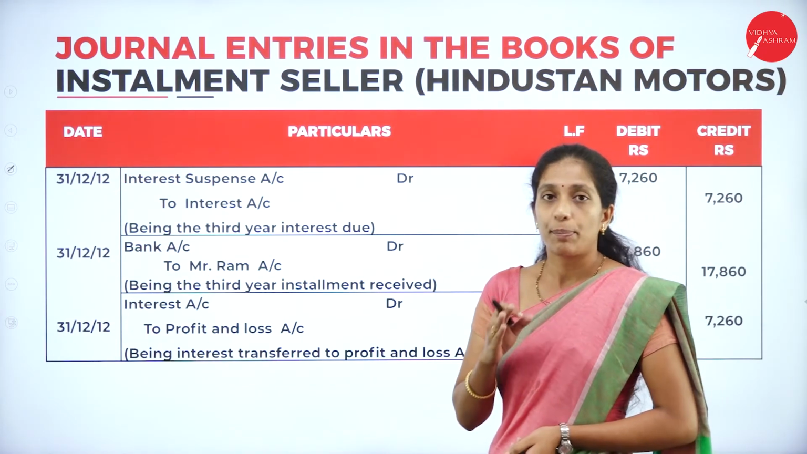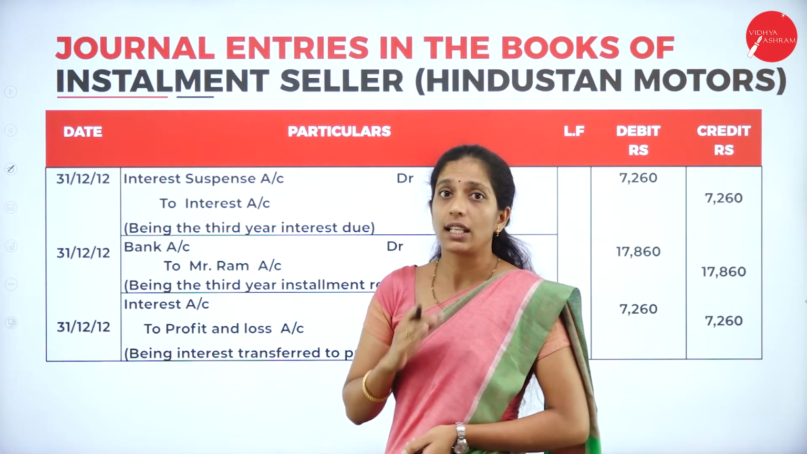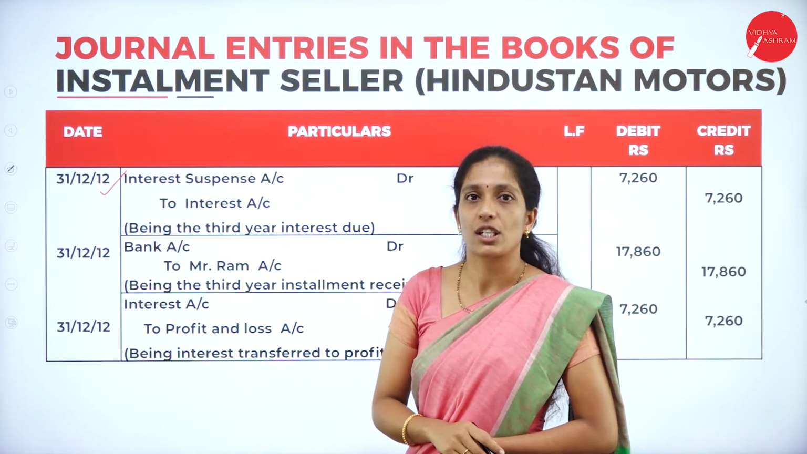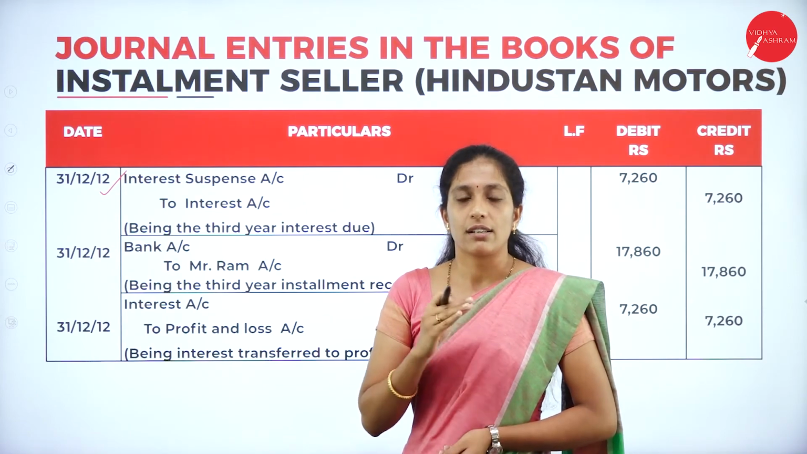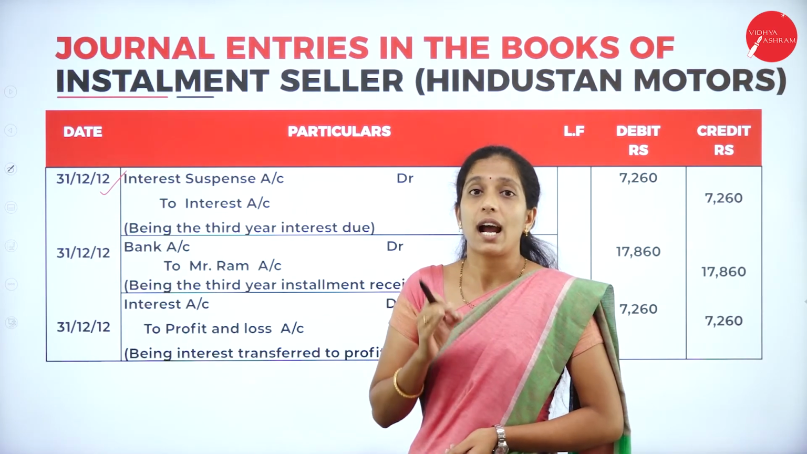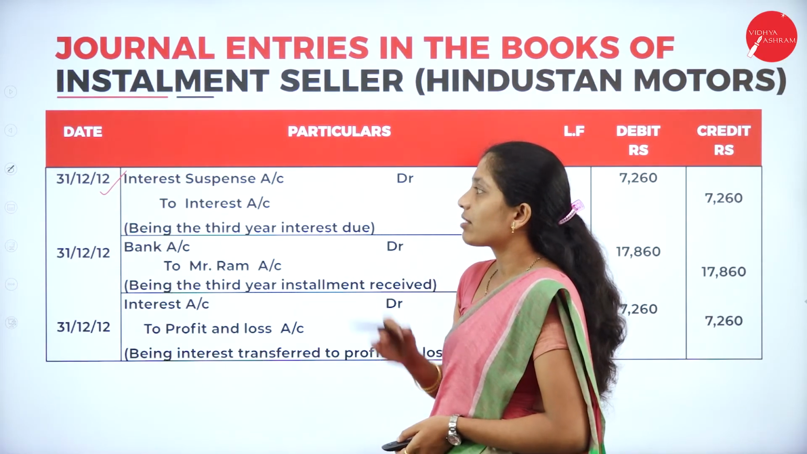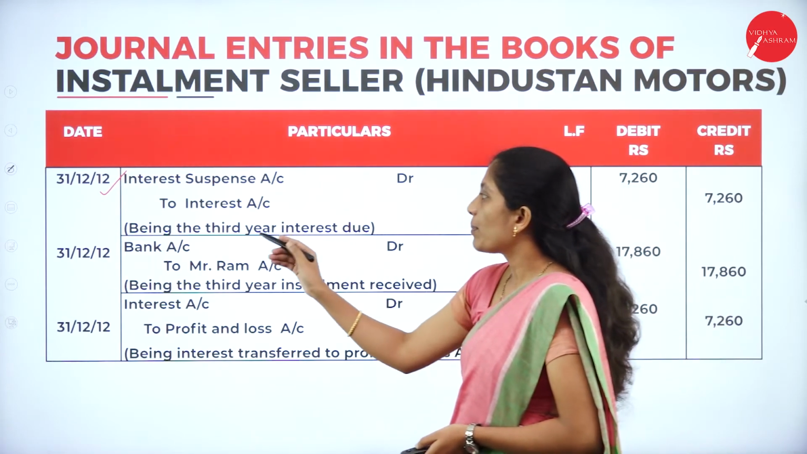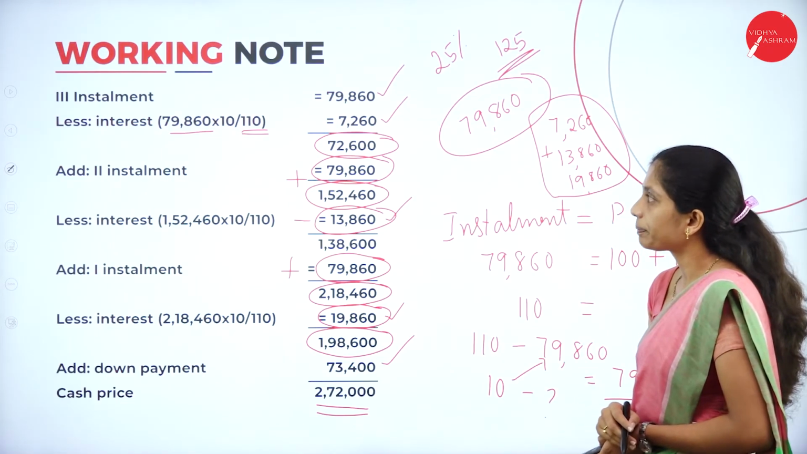So here the payment has been made in 3 installments. So we have to record entries for 3 years. Now third year ending 31/12/2012. So here also we are going to record only 3 entries: interest due, installment received, as well as transfer of interest to profit and loss account. Now what is the entry for interest due? Interest suspense account data to interest account, being the third year interest due.